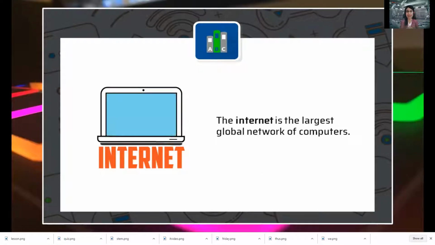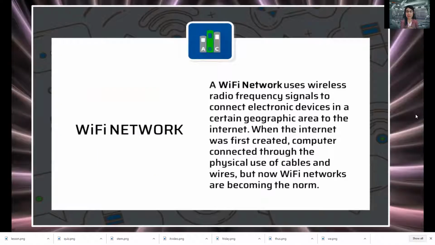Internet. The internet is the largest global network of computers. Wi-Fi network. A Wi-Fi network uses wireless radio frequency signals to connect electronic devices in a certain geographic area to the internet. When the internet was first created, computers connected through the physical use of cables and wires, but now Wi-Fi networks are becoming the norm.